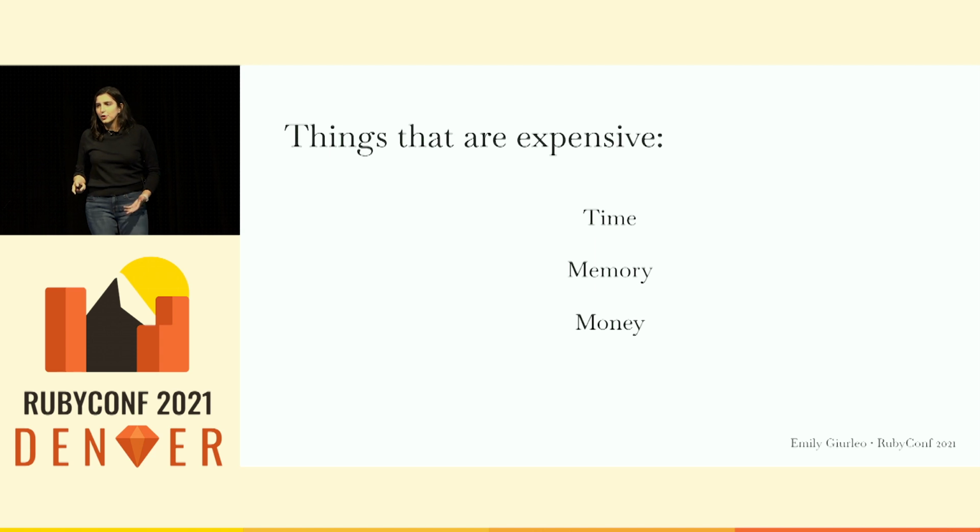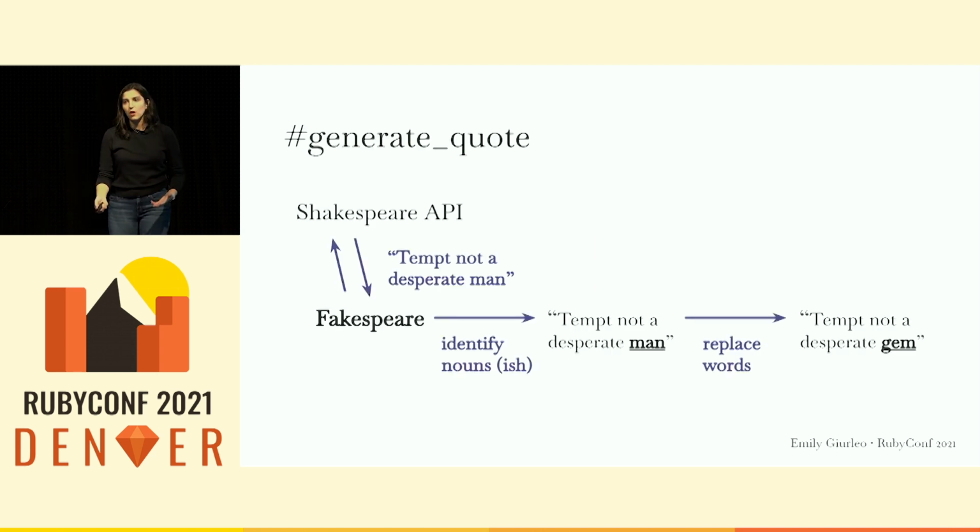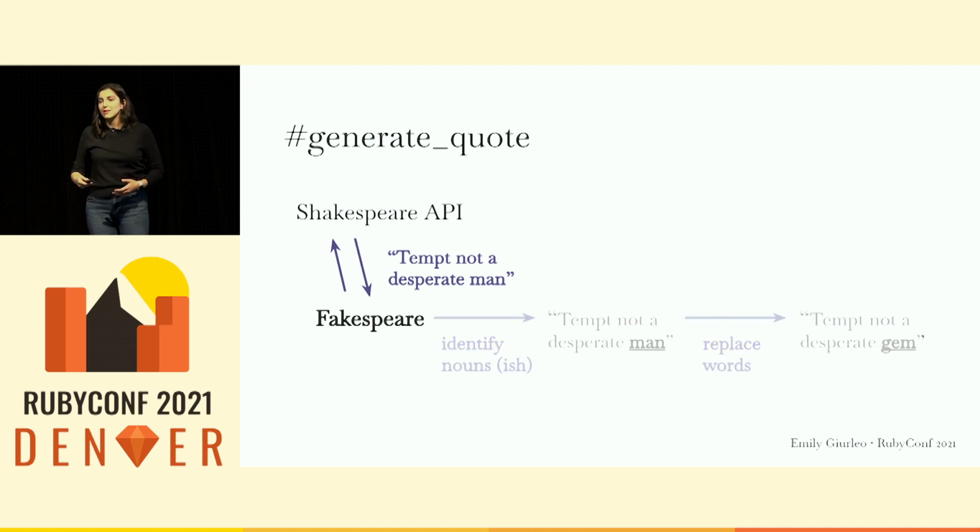One example of something that could be expensive is a network call, and we just saw that I use one of these in the generateQuote method. The first thing it does is it makes a network call to a Shakespearean API to get back a quote. What I mean by a network call is that it uses the internet to perform a query against an API that lives on a different server, not on the same server as the gem is running.